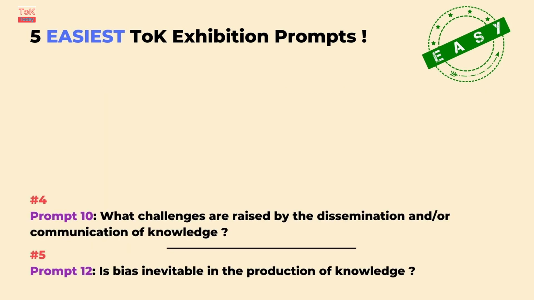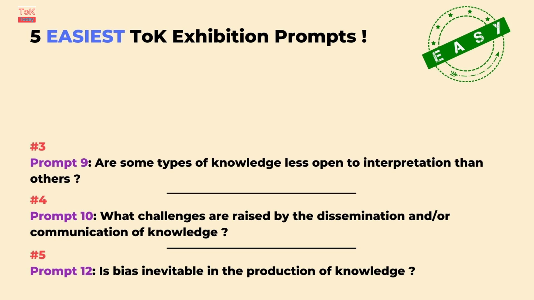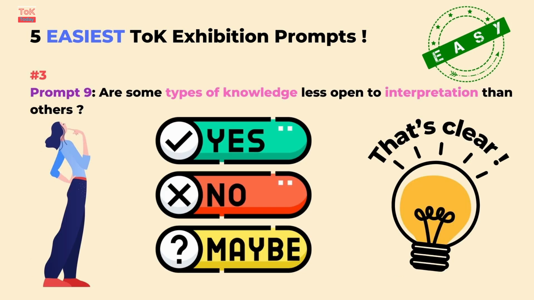The third easiest TOK exhibition prompt is prompt number 9. Are some types of knowledge less open to interpretation than others? And it has a lovely three-part closed-ended structure. Yes, some types of knowledge are more open to interpretation. No, some types of knowledge are not more open to interpretation. And it depends. Maybe some types of knowledge are more open to interpretation than others. Now, whilst you may have to deal with the idea of different types of knowledge and the potential for interpretation, this question is very clearly written.